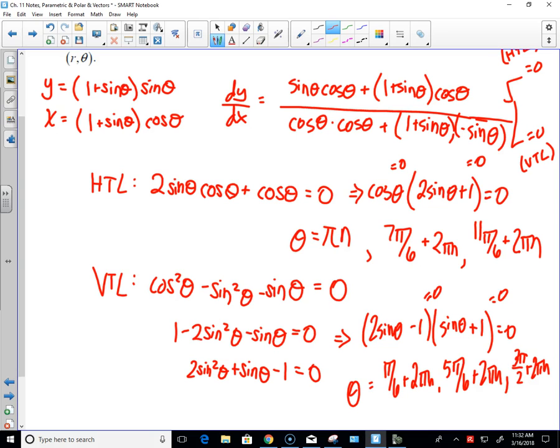Would I have a problem if I had any shared thetas? Would I have a problem if any of these were shared? Because horizontal tangent lines must make the whole thing 0. And if I had a 0 on top and bottom, wouldn't that be indeterminate? So just be careful of that. But you guys are double checking my trig, my math.